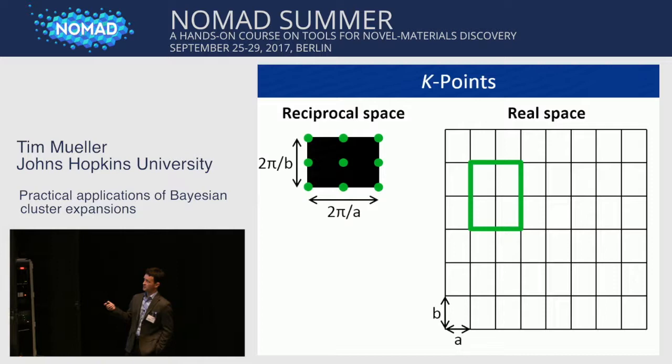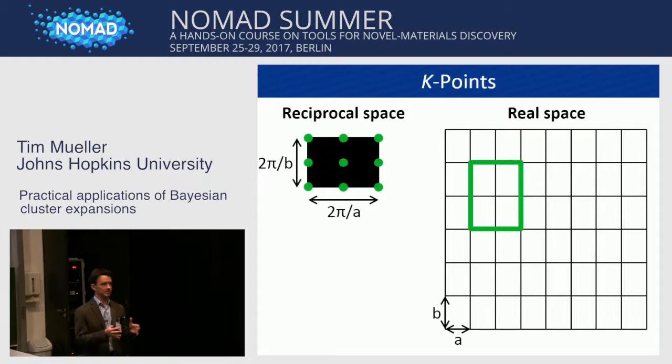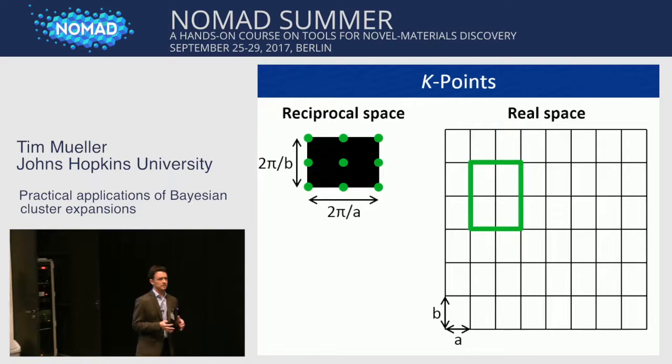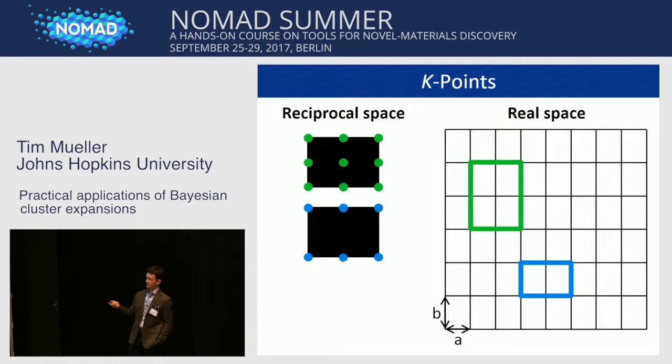Now say I decided that I didn't need this many K-points, that I could reduce the cost or speed up my calculation by using fewer K-points. I could cut the number of K-points in half. There are two ways I could do this using the traditional Monkhorst-Pack approach. I could create a cell that looks like this: a 2 by 1 grid, which corresponds to a 2 by 1 cell in real space. Or I could do a 1 by 2 grid, corresponding to a 1 by 2 cell in real space. And this is almost always what people would do.